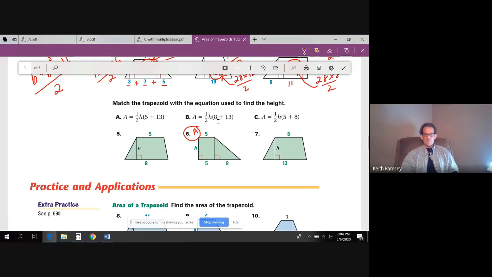Let's look at this one. This one says 8 plus 13. Which one has an 8 and a 13? This has an 8, but not a 13. This one has an 8 and a 13. So I think this one would probably be B.